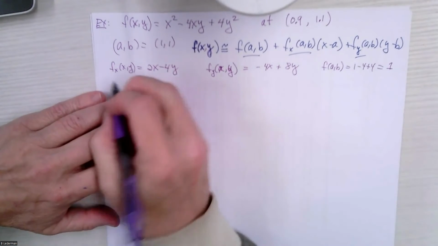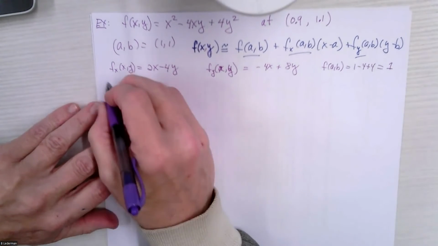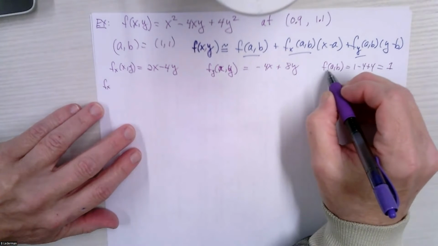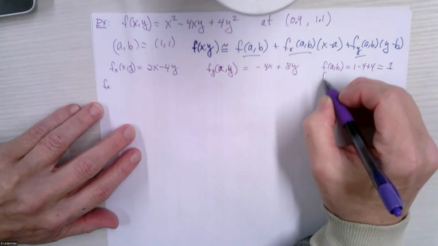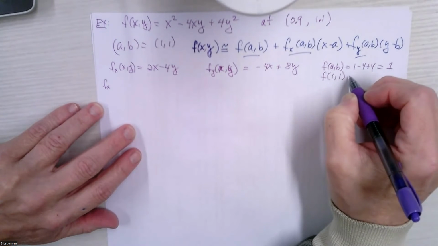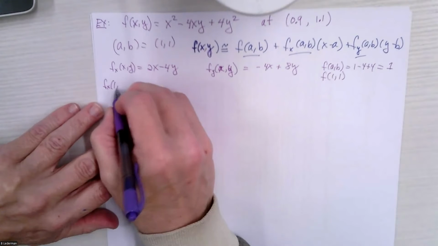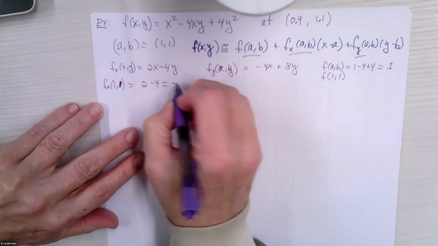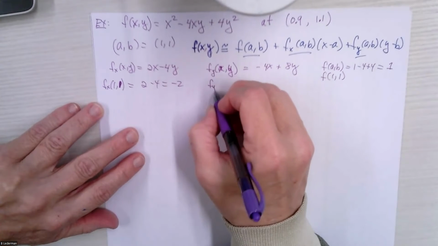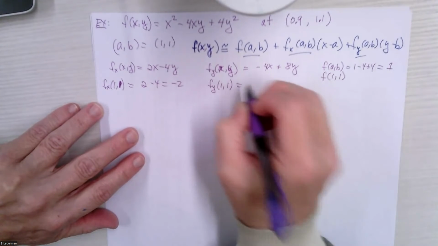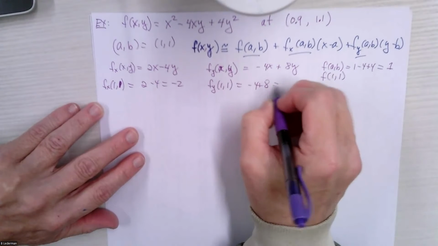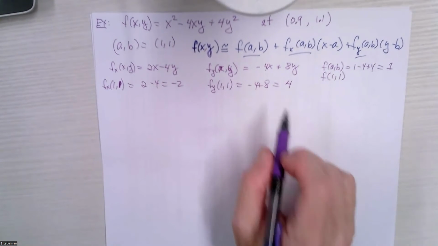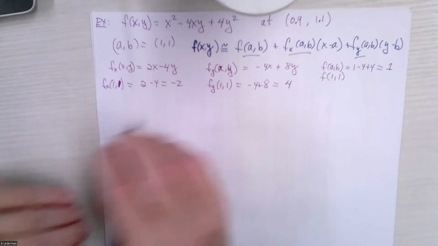That's good. Now fx of AB, that's going to be fx of, oh, but I wrote AB. I should have written f of 1 comma 1. And fx of 1 comma 1 is equal to 2 minus 4, which is negative 2. Fy of 1 comma 1 is equal to negative 4 plus 8, which is equal to 4. So fx is negative 2, fy is positive 4. And so these are the numbers that I'm going to be needing here.